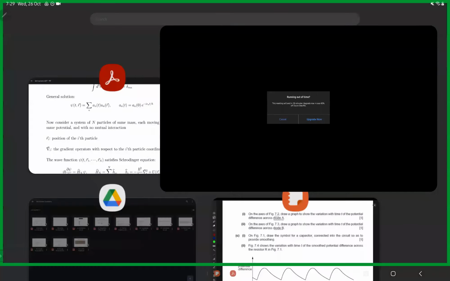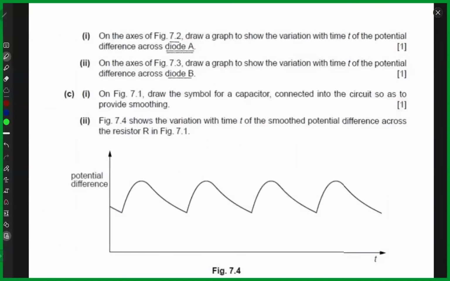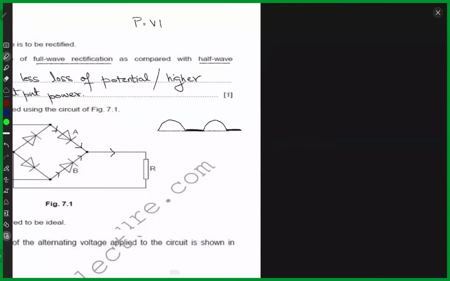Okay, let's continue. Now on the axis, is everyone here? Can you hear me? Yes. Okay, so now on the axis of figure 7.3, draw a graph to show variation with time of potential across diode B. So let's go back.